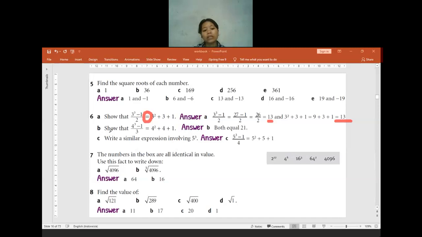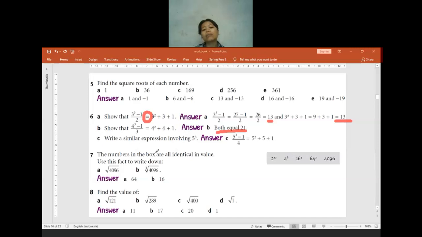Now for question B, this is also show that, so we have to check it again. Check from the left side. 4 to the power of 3 is 64. 64 minus 1 is 63. 63 divided by 3 is 21. 21 on the left side. Now I will move to the right side. Will it also be 21? 4 to the power of 2 is 16. 16 plus 4 plus 1, the result is also 21. Both of them are equal to 21.